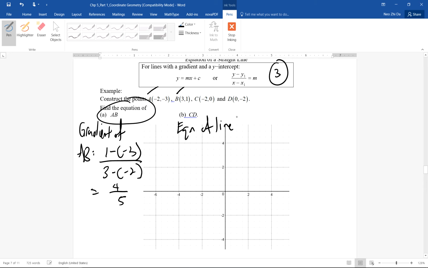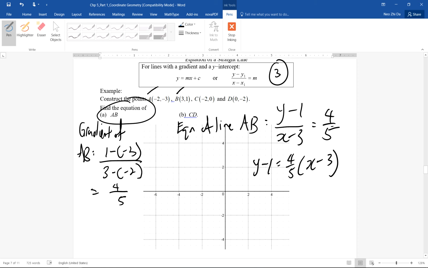And then now we need the equation, right? Equation of line AB. So the formula is y minus y1, any point that falls on the line AB. So it could be either A or B. So maybe I take B. y minus 1 over x minus 3 equals the gradient 4 over 5. So we cross multiply over. Eventually you secure this, the equation of the straight line AB.